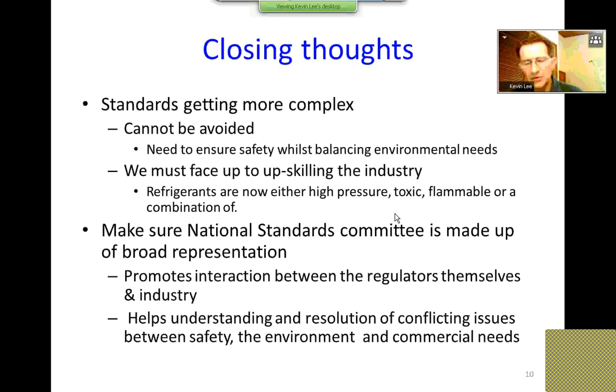So I say to all the developing countries here that when you look at how you're going to introduce standards, you need to look at having a national standards committee itself, whether that's formal or informal, made up of broad representation. And what I found here in Australia and New Zealand is that this broad representation promotes interaction between the regulators themselves and industry, so that a safety regulator gets to understand some of the issues faced by an environmental regulator, and an environmental regulator understands some of the safety issues. It's very good when you get the regulators understanding different areas, and it helps to really get a good understanding and a resolution of conflicting issues. Because we do have conflicting issues between safety, the environment, and commercial needs.